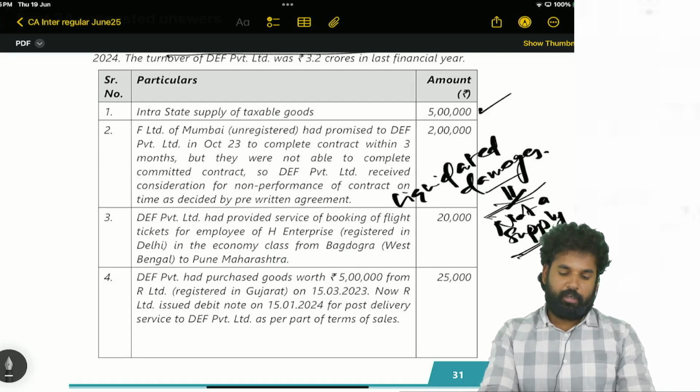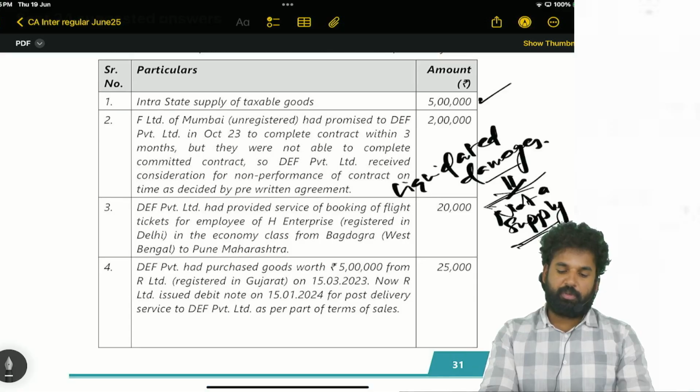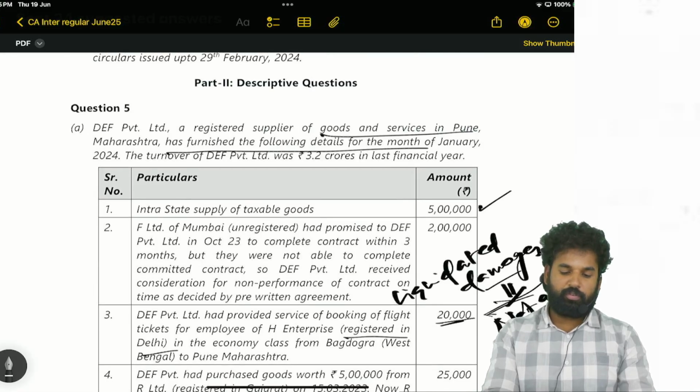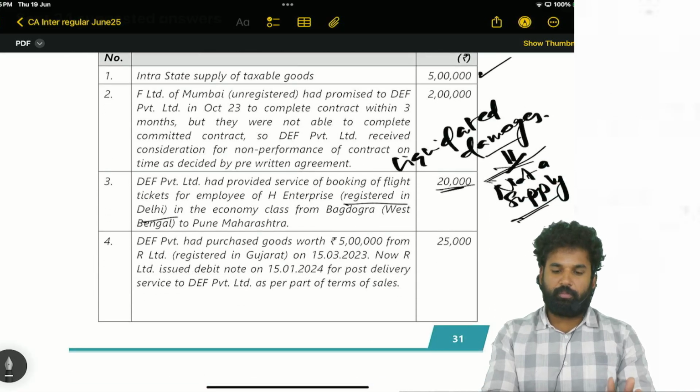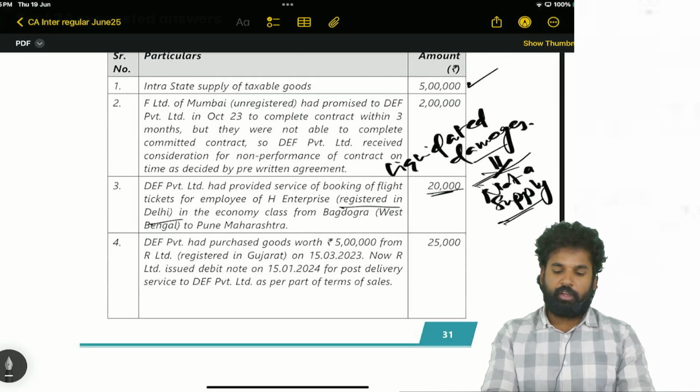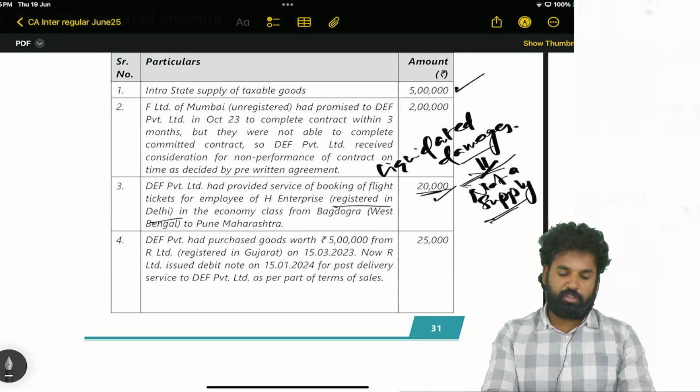Next, DEF Private Limited provides services of booking flight. This is outward supply. Registered in Delhi. He is from Pune, Maharashtra. He is from Delhi. So IGST will come. On 20,000, IGST will come.